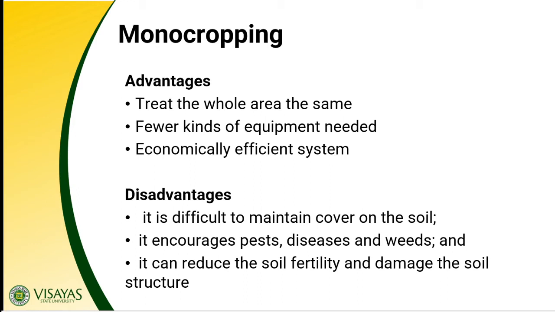However, there are also disadvantages of this monocropping system. The first is that it's difficult to maintain cover on the soil in the sense that only one crop is being planted, and it encourages pests, diseases, and weeds, and more so it can reduce the soil fertility and also damage the soil structure. This is because since only the same crop is being planted one after another, the same kind of nutrients is being removed from the soil, so that's why it reduces the soil fertility.